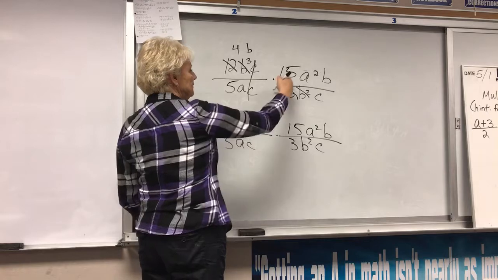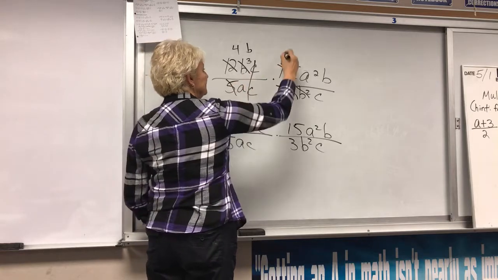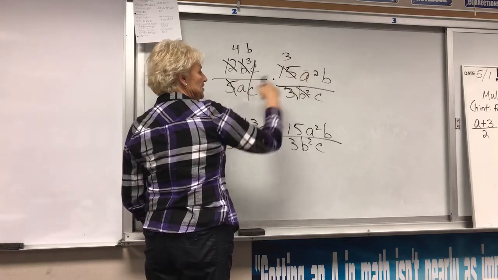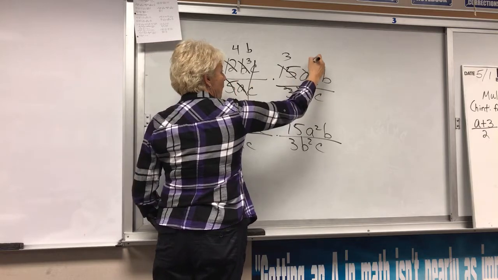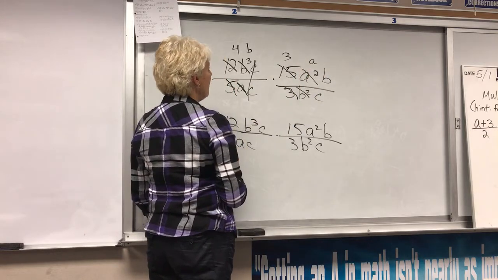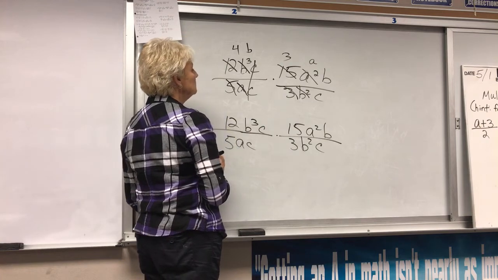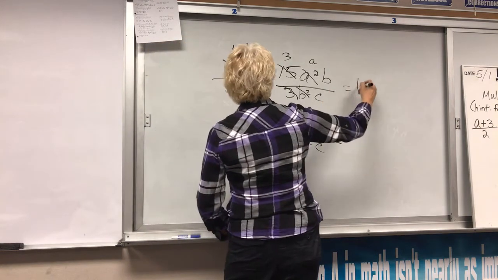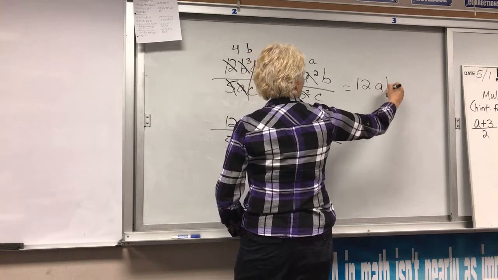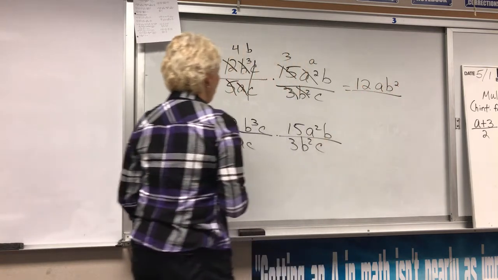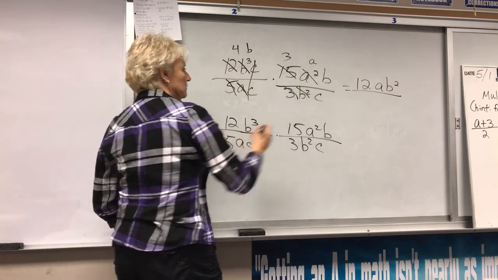15 and 5. A and A. 3. The A's, which is all one. That's all. Are we done? Yeah, that's it. What's on top? So 12AB squared over C.